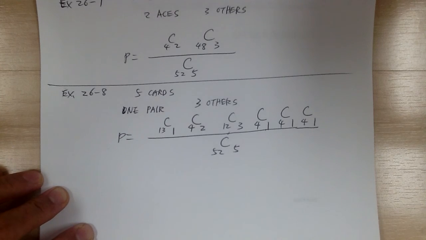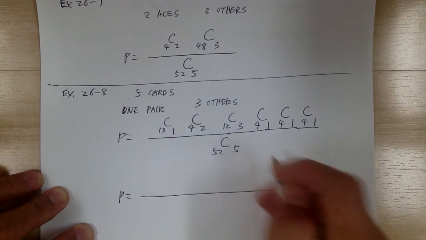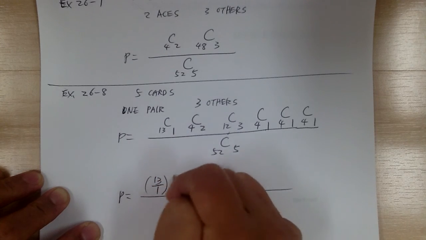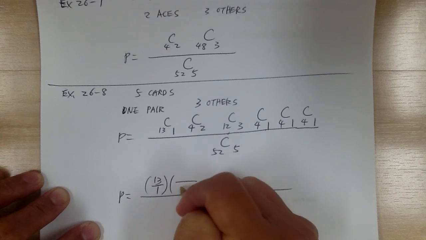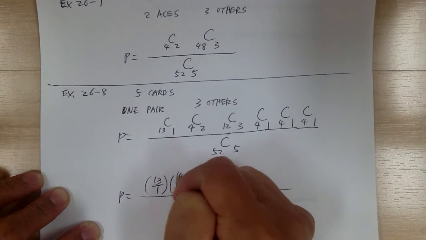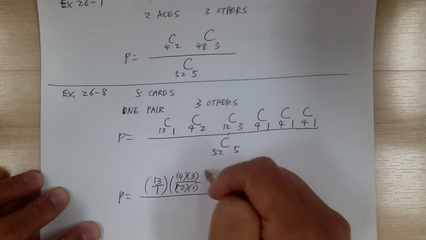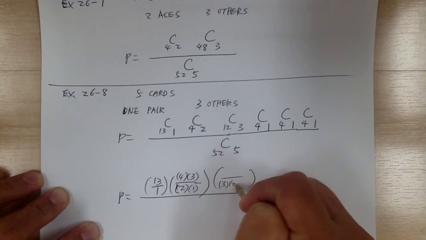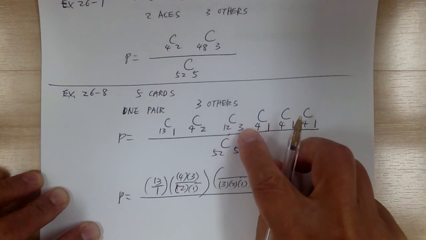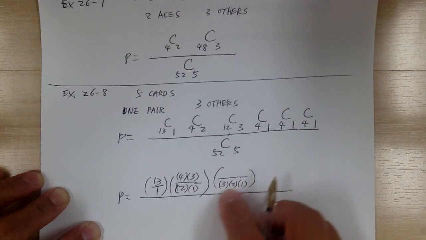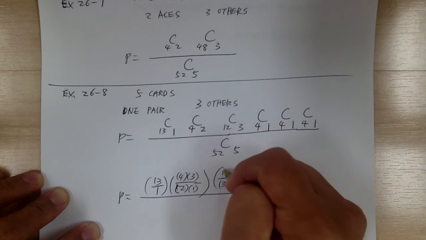So, a little bit of review on how to do this. 13 choose 1 would be 13 over 1. 4 choose 2 would be 4 times 3 over 2 times 1. And the 12 choose 3 would be 12 times 11 times 10 over 3 times 2 times 1. Again, the lower number gives you the factorial on the bottom, and the top follows whatever number of terms you have, starting with the higher number. There are 3 numbers down here, so you get 3 numbers up here.